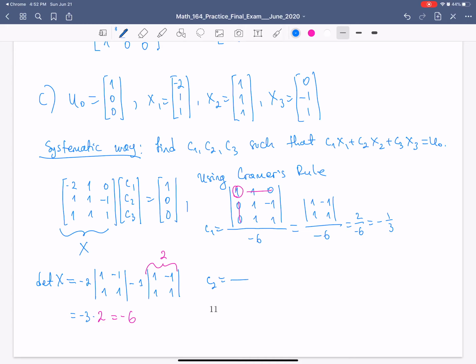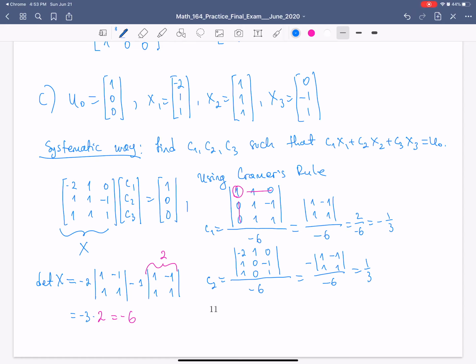C2 equals, now I will put 1, 0, 0 as the second column: negative 2, 1, 1; 0, negative 1, 1. What I'll do is expansion along the second column. Now the 1 corresponds to a negative spot. So I have minus 1, 1, negative 1, 1 over negative 6. So on top I have negative 2, so this is a third.